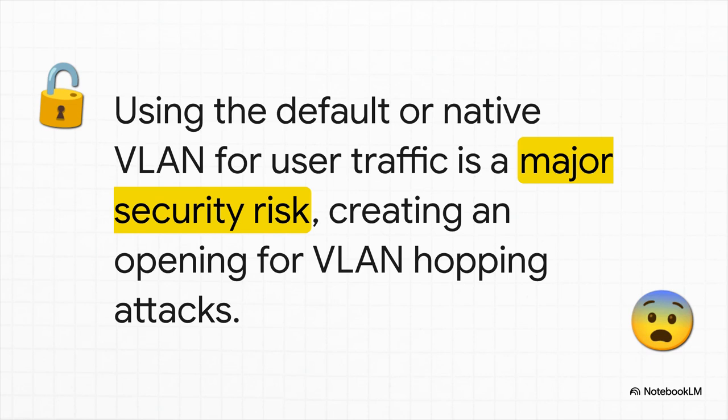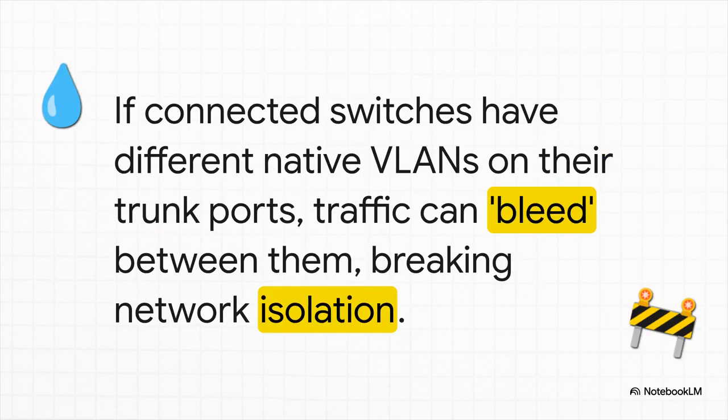Mistake number one is a huge one, and that's using the default VLAN, usually VLAN 1 or your native VLAN, for your actual user devices. Here's why that's bad. Any untagged traffic that hits a trunk port automatically gets dumped into this VLAN. So if that's where your devices are, it's basically like leaving a side door wide open. It gives attackers a perfect opportunity to try and hop from that less secure network into your other, more important VLANs.